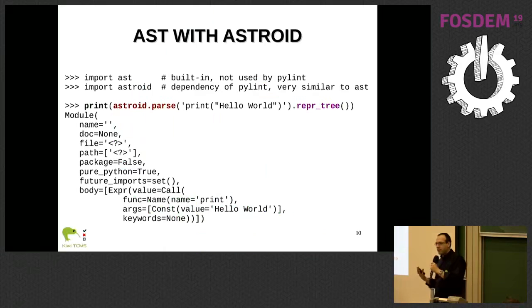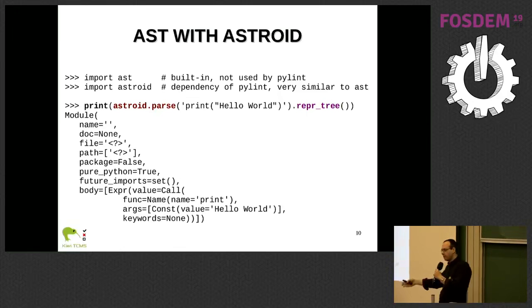Creating abstract syntax trees is, again, very easy. We have the ast module, which is built into Python, is used by Python internally, and is also used by some other tooling like Cosmic Ray. However, pylint does not use ast. Pylint uses astroid, which is an external dependency. It is very similar to the built-in module. Almost everything is named in the same way, but you have to be aware that it's a different module.